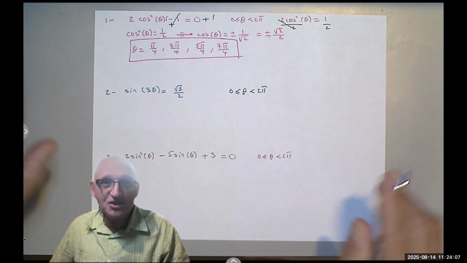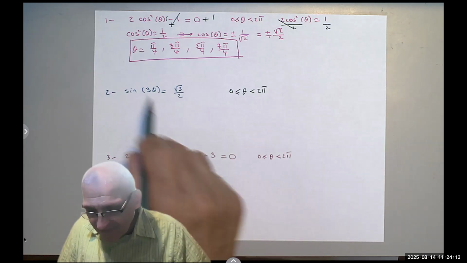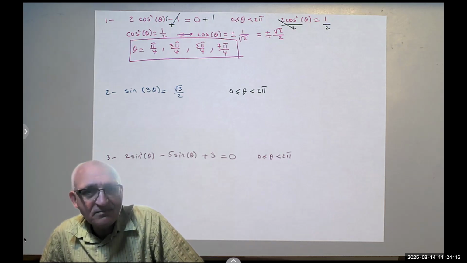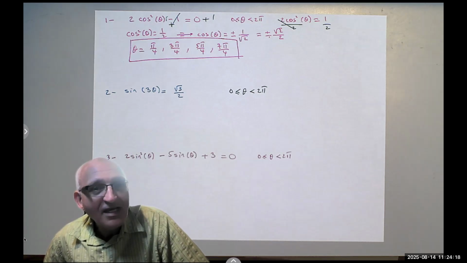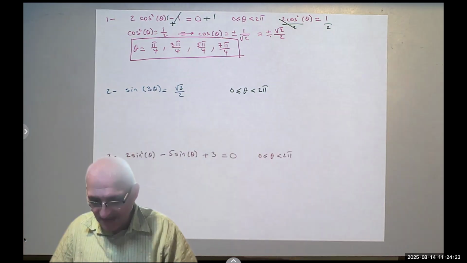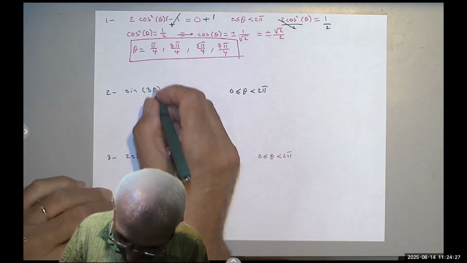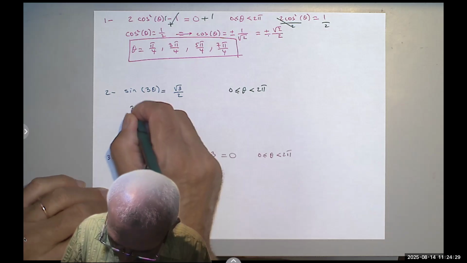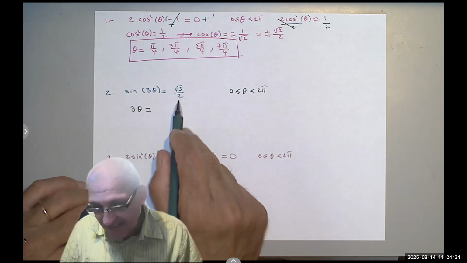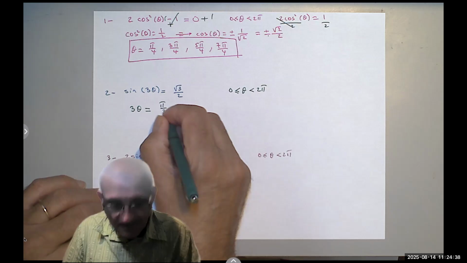I told you that would be a short session, but it's important. What if this was not theta, it was 3 theta? No problem. Why? Because I'm going to assume that this is x. Sine of x is root 3 over 2. I know if that's the case, then whatever x is, meaning 3 theta, would be, this angle is 60 degrees or pi over 3, right?